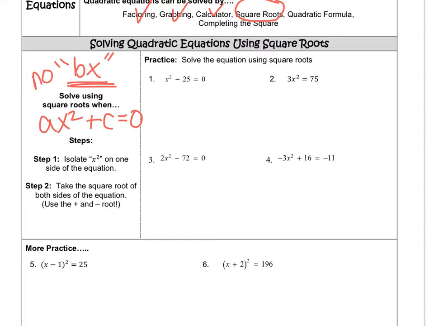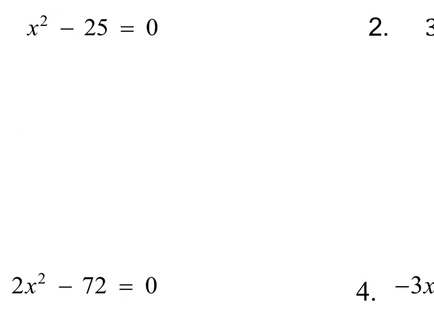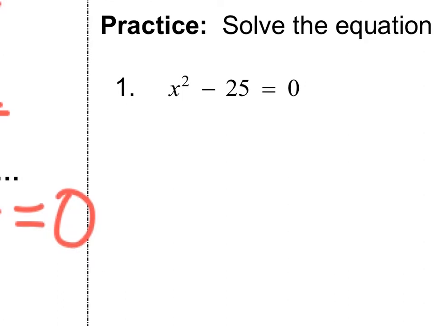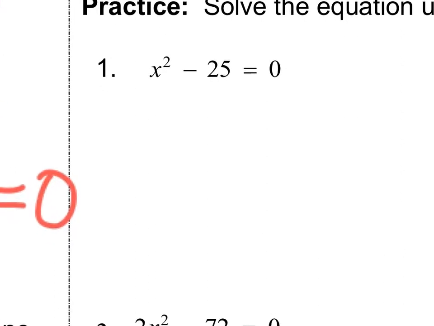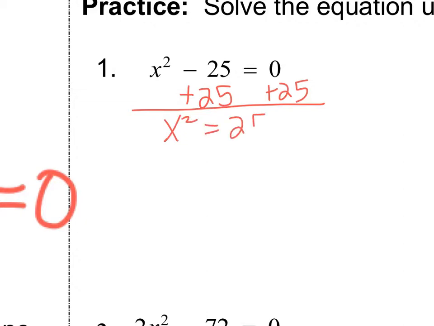On number 1, let's go ahead and make this a little bigger. The first step is to isolate the x squared onto one side. So I need to isolate this x squared by itself. To do that, I'm going to have to move the negative 25. So to zero out minus 25, the inverse operation is plus 25 on both sides. So that gives me x squared equals 25.